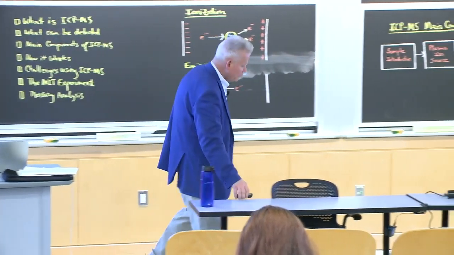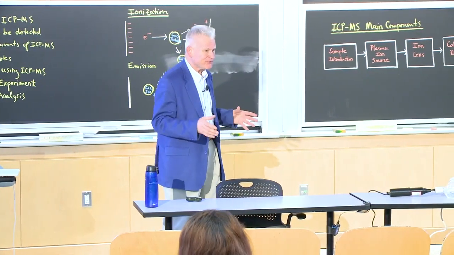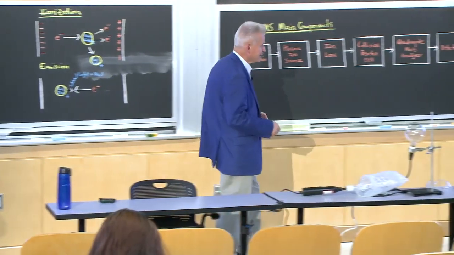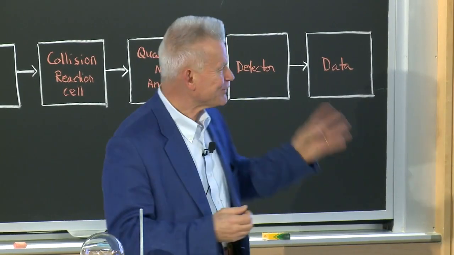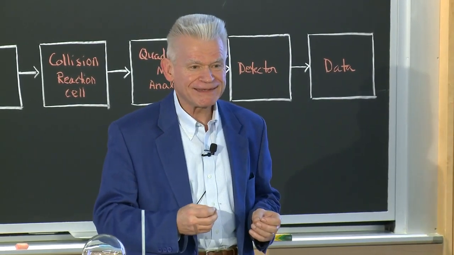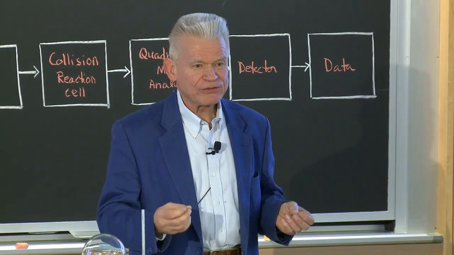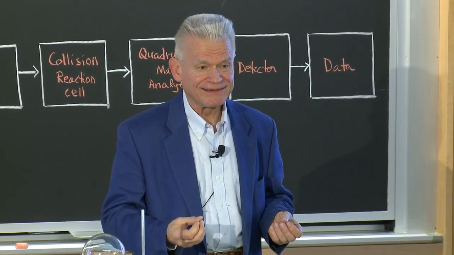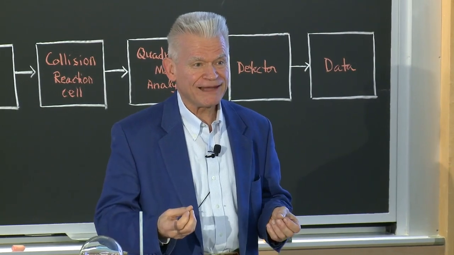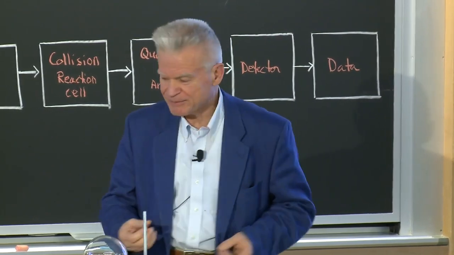So we've reached the final lecture in this series. We're going to be talking about inductively coupled plasma mass spectrometry. And this is a lecture where you'll be able to impress yourself and your friends, because there are only two of these machines at MIT. It's a very rare opportunity where we're actually introducing this machine in 5310. You're going to be the first ones that have an opportunity to use this machine.